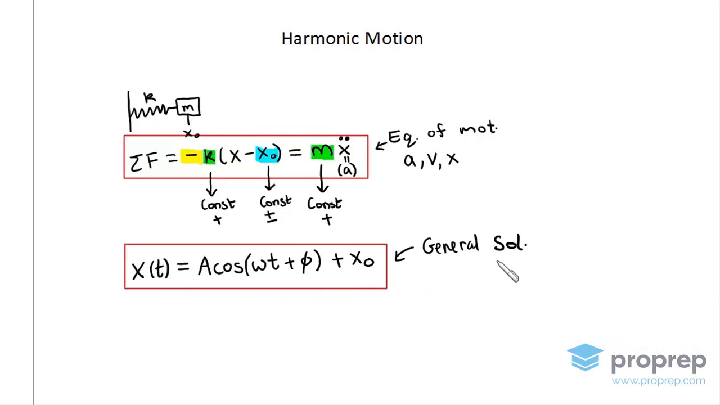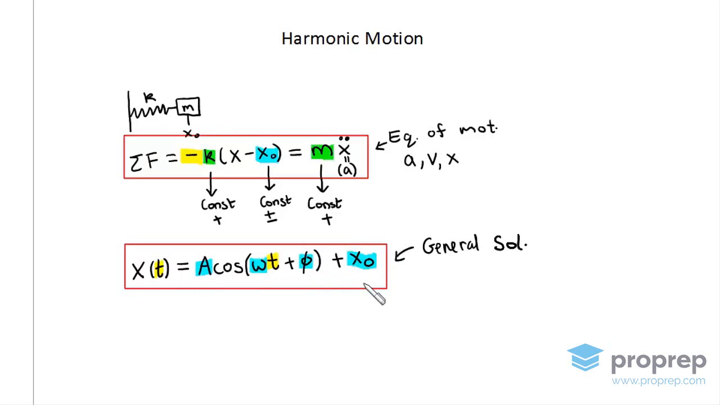Now this equation is called the general solution to this differential equation. So this is the answer. And now let's take a look at what this means. So we can see that our variable is t, so we have a t over here and a t over here. This is the variable of the equation. And now we have all sorts of constants in here. We have our a, we have our omega, we have our phi, and we have our x0. Okay, so now we're going to take a look at what each of these values means.